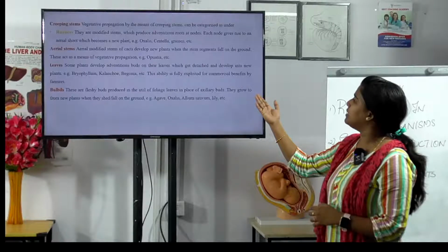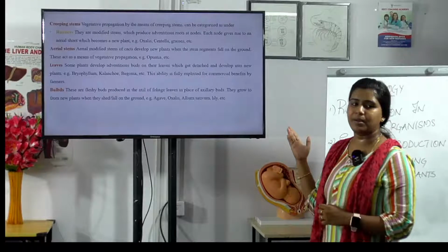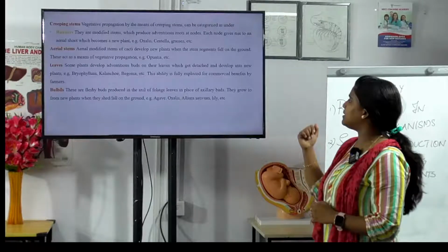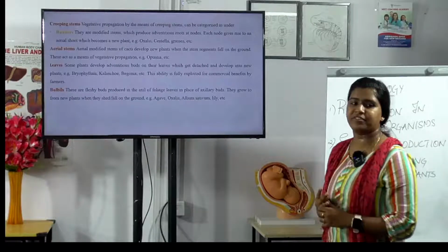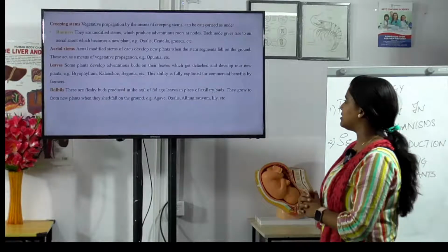And then bulbils. They are fleshy buds produced in the axil of foliage leaves in place of the axillary buds. They grow into a new plant when they shed or fall on the ground. Same as leaves only. For example, Agave, Oxalis and Allium sativum or lily, etc.